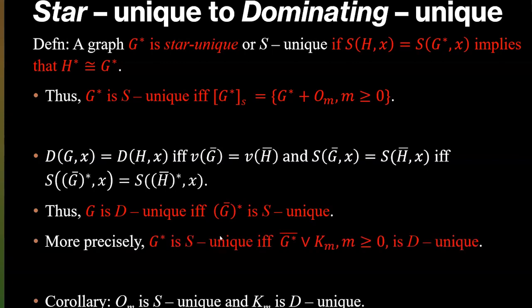So this means that G star is S-unique if and only if the complement of G star joined with a complete graph K_m is D-unique. So we are now able to make use of the star uniqueness of graphs to determine the domination uniqueness of many dense graphs.